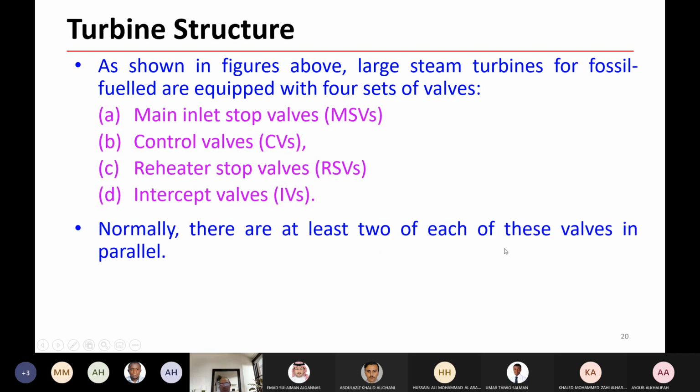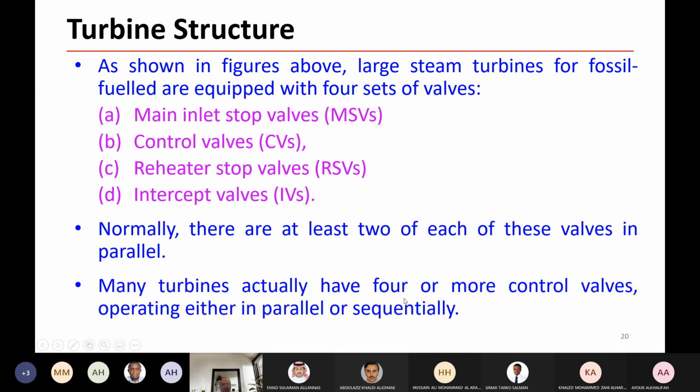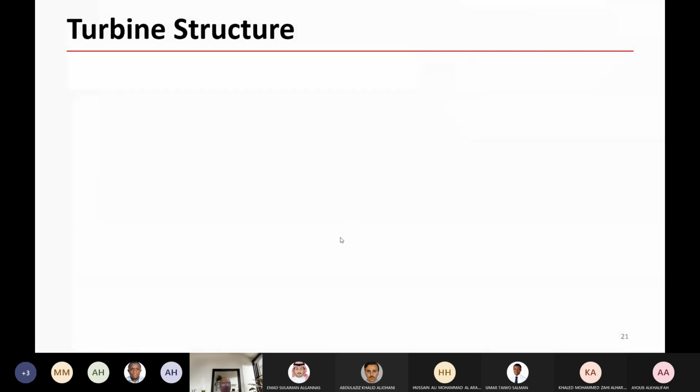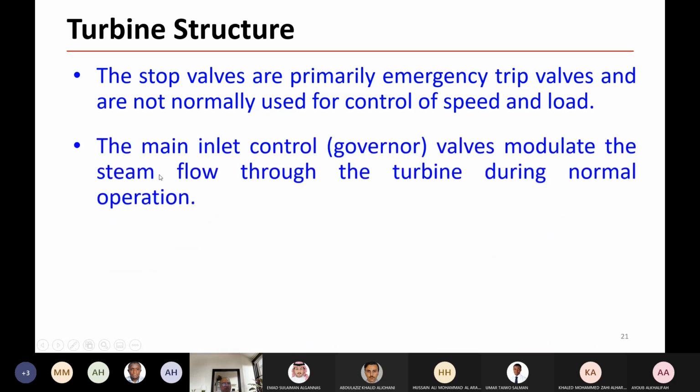Normally there are at least 2 of each of these valves in parallel. Many turbines actually have 4 or more control valves operating either in parallel or sequentially. The stop valves are primarily emergency trip valves and not normally used for control of the speed and load. They are used to stop the machine or to stop the turbine, so it is not used for control. What is used in control is the CV, control valve, or intercept valve.